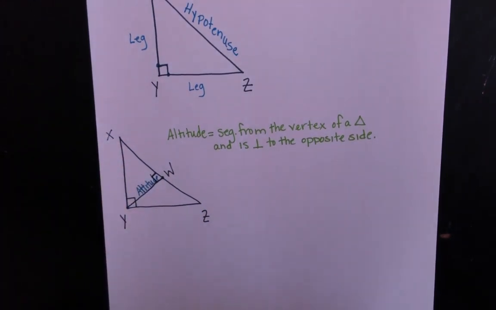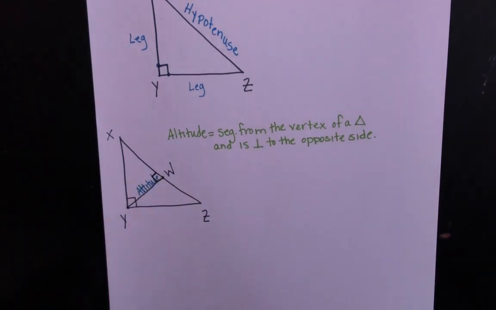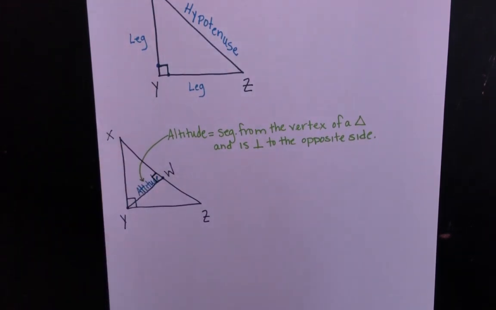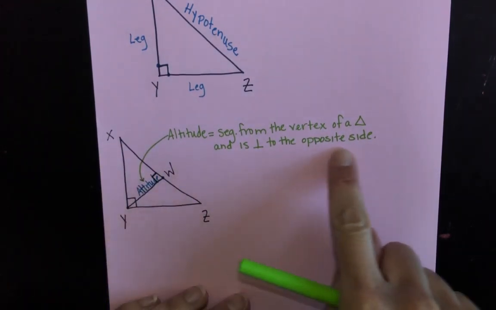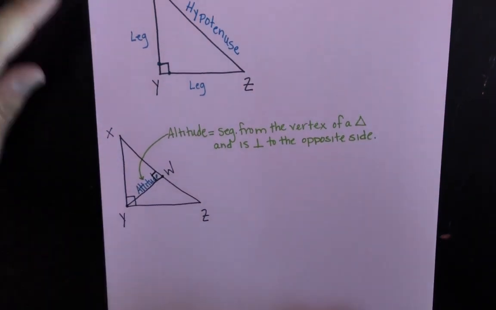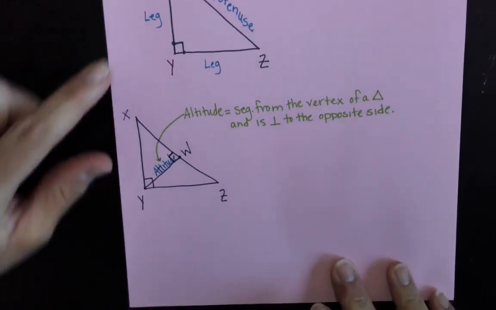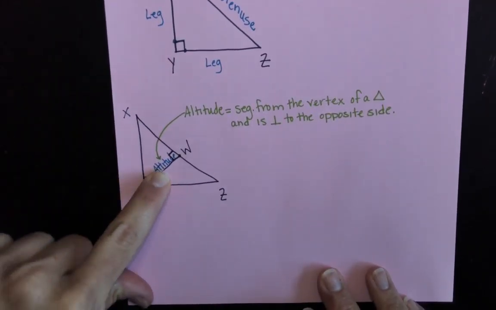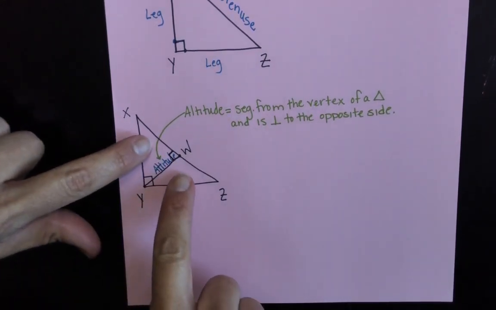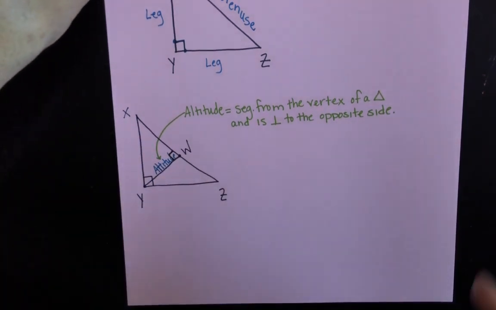So we have quite a few segments going on in here, but I want to make sure that we remember that our altitude is that segment from a vertex to the opposite side, and it's perpendicular to the opposite side, so that's why we see that right angle. All right, so we started off with this original right triangle. We then took that right triangle and we threw this altitude in here. And now what I can see is I have two new triangles. So we're going to do this again.